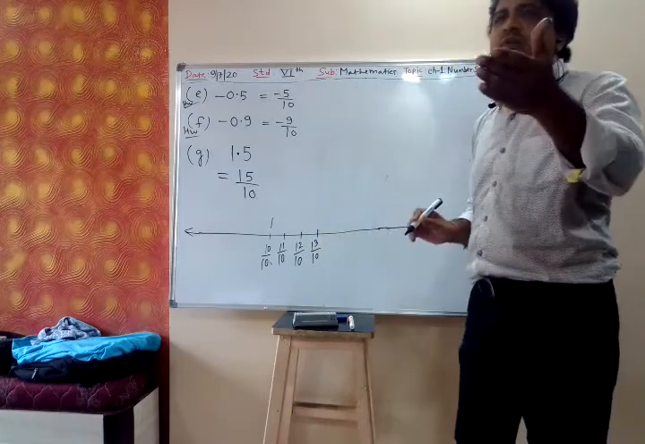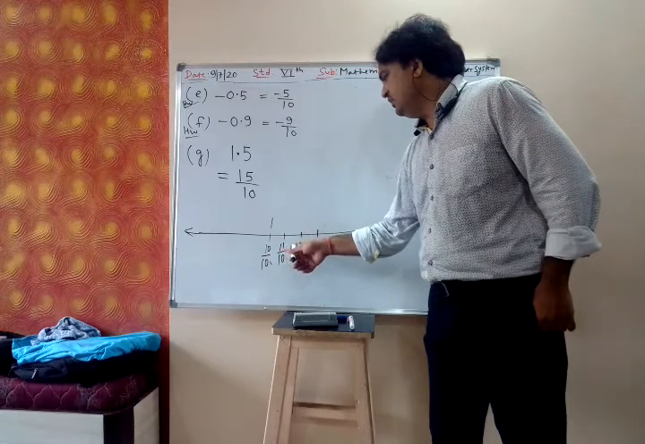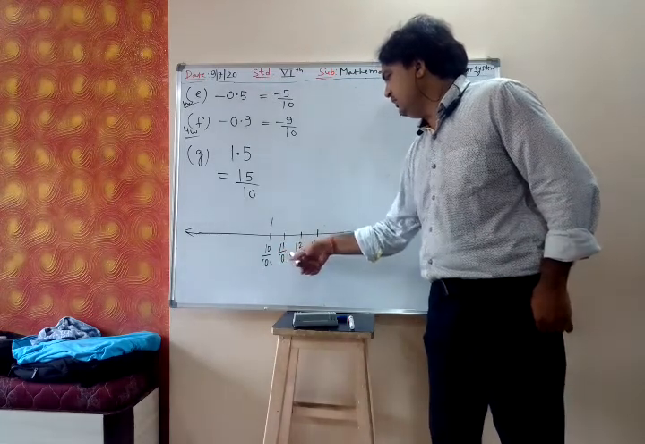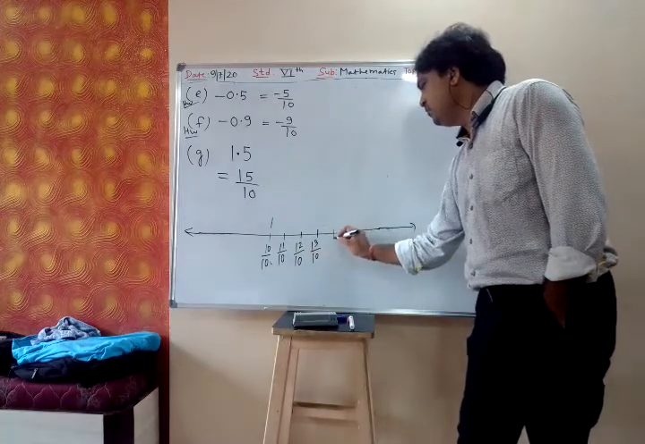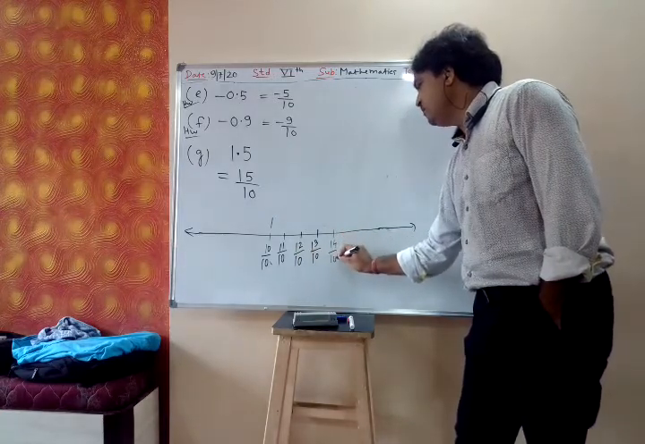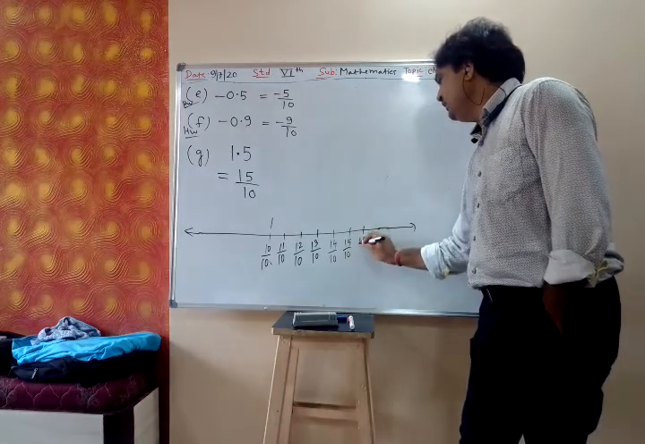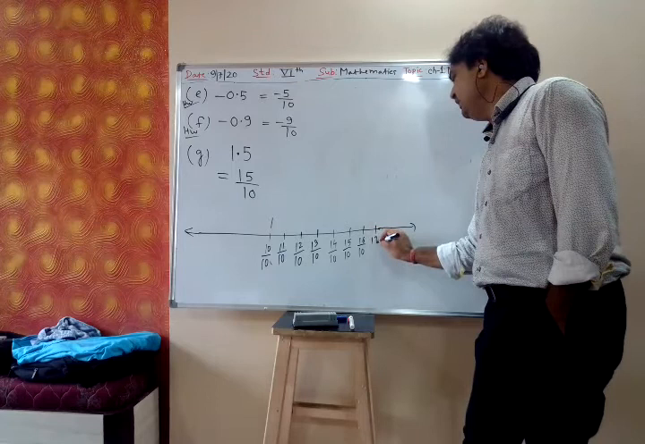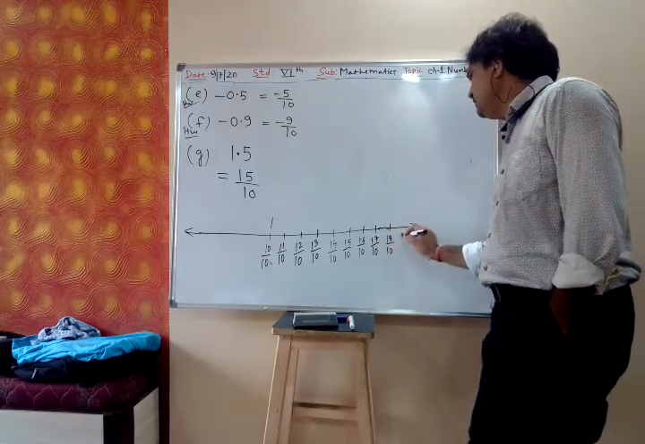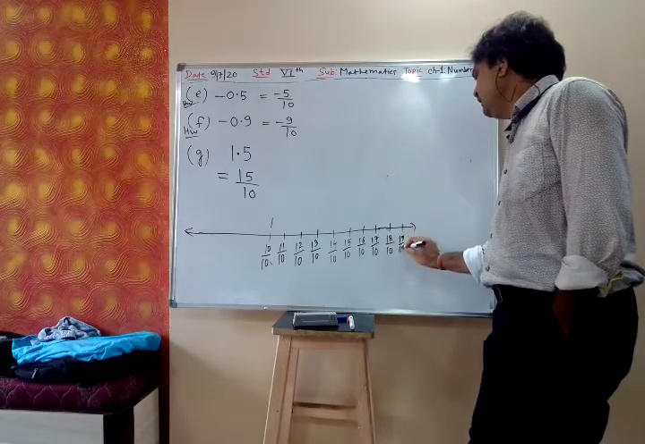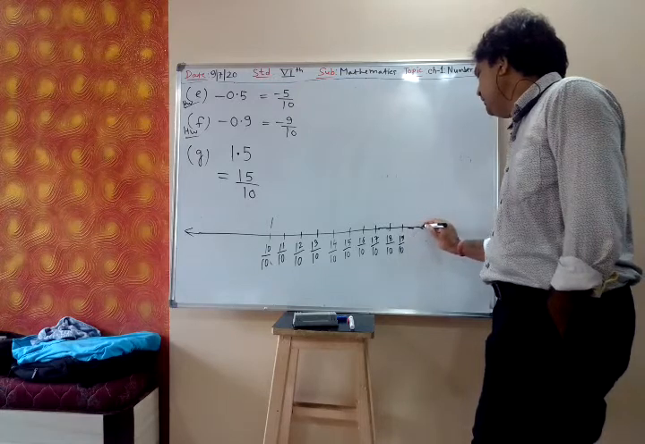Just add 1 0, no. You have written 1 upon 10, write 1. Then you have written 2 upon 10, write 1. So 11 upon 10, 12 upon 10, 13 upon 10, 14 upon 10, 15 upon 10, 16 upon 10, 17 upon 10, 18 upon 10, 10 equal parts, 19 upon 10, then last is 20 upon 10.